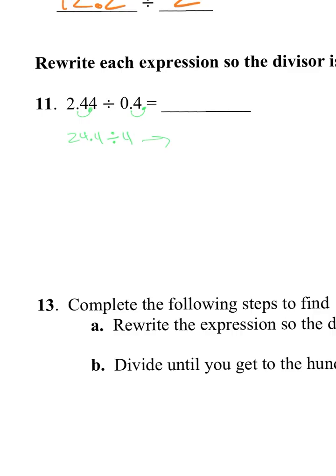Now, let's go ahead and rewrite this. So 24 and 4 tenths divided by 4. Bring the decimal point into the dividend. 4 will go into 24 6 times. 6 times 4 is 24. Subtract those, I get 0. Bring down the 4. 4 will go into 4 1 time. 1 times 4 is 4. Subtract those, I get 0. Okay, so my final answer is 6.1. And that's it. On to number 12.